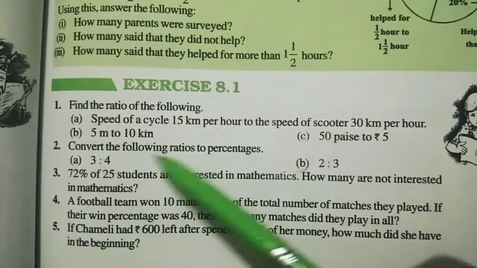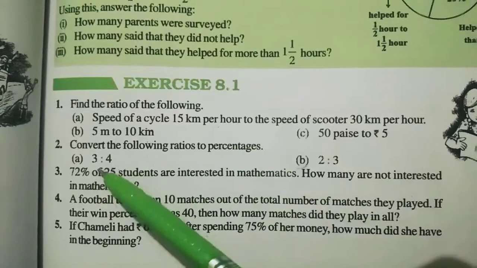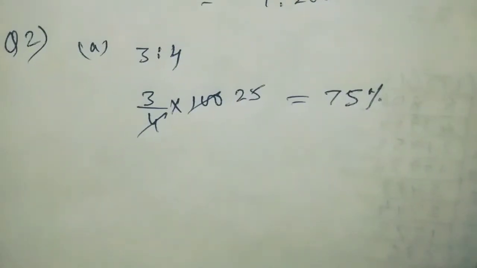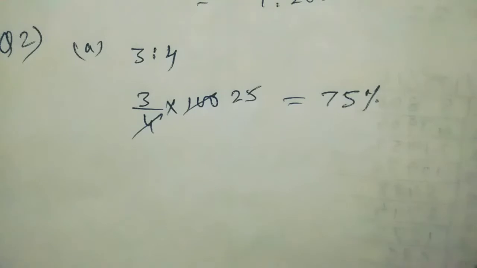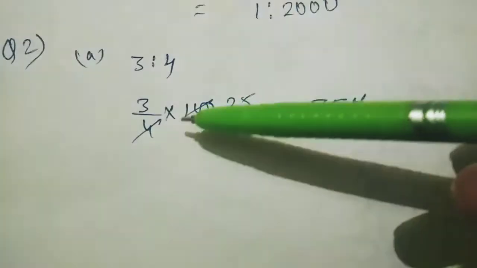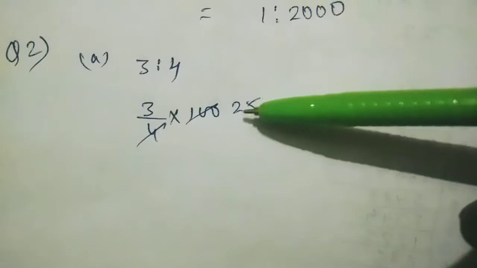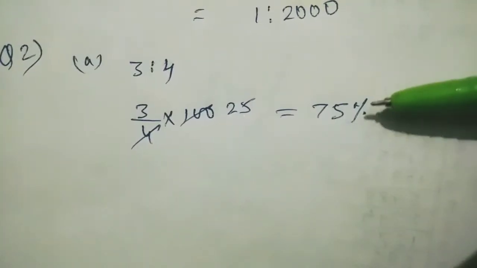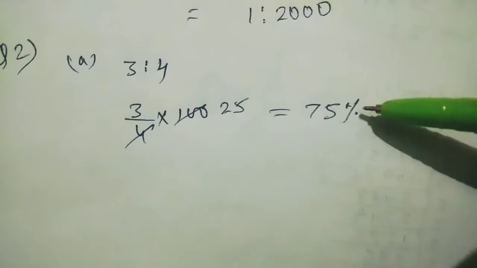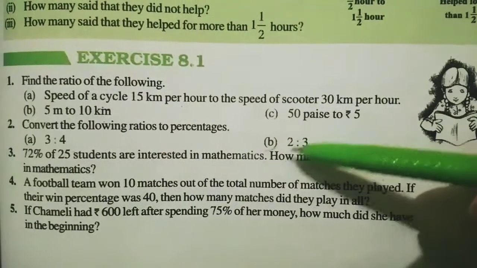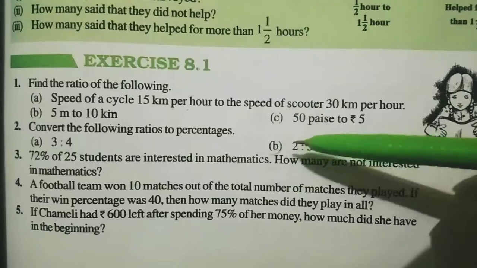Next question number 2: convert the following ratios to percentage. So how to convert into percentage? Let's see. I told you to convert any number into percentage you have to multiply by 100. So 3 is to 4: write 3 by 4 and into 100. So 4 into 25 is 100, so 3 into 25 is 75%. You have to write the percentage symbol always. Okay. Very easy. This B number is also the same question, so you do it in your homework.